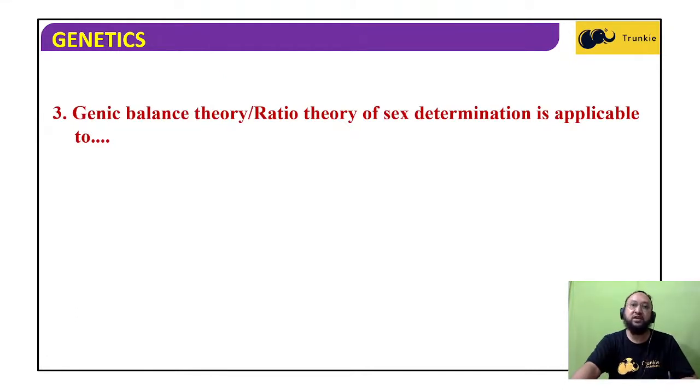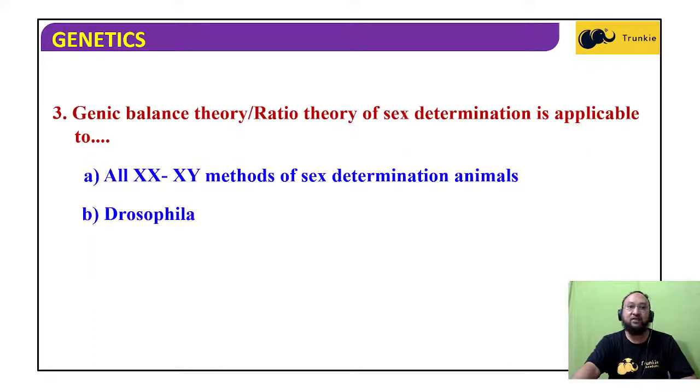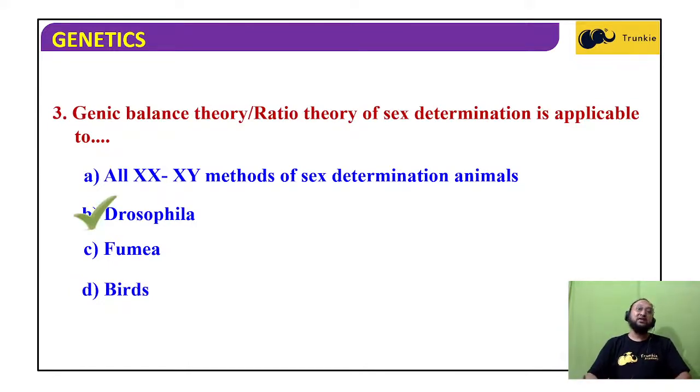Genic balance theory, the ratio of sex determination, is it applicable to all XX/XY methods of sex determination in animals, or Drosophila, females, or birds? No, it's not for all. It will be applicable to Drosophila. This has been found in Drosophila, and this is important for the NEET examination. Please keep in mind that this genic balance theory was found after many experimental researches.